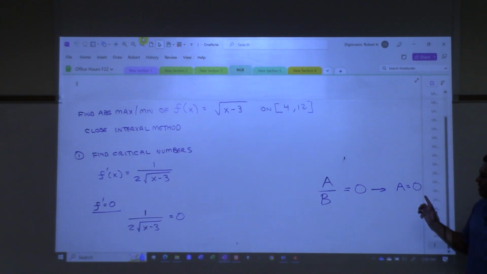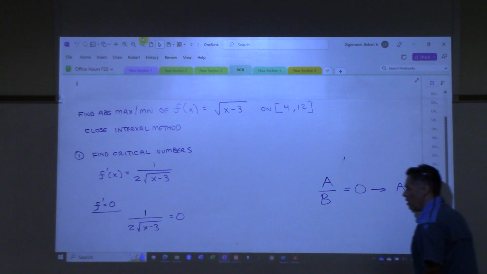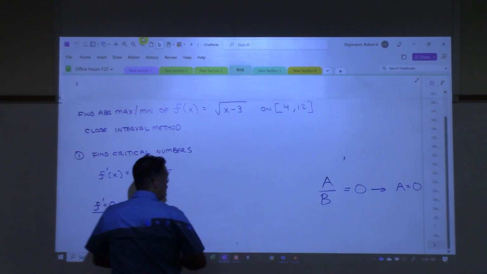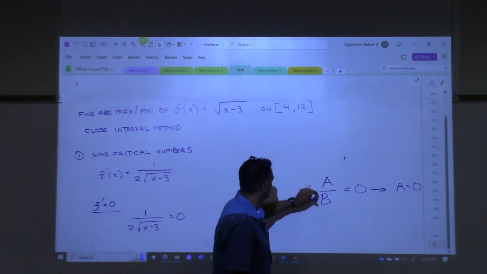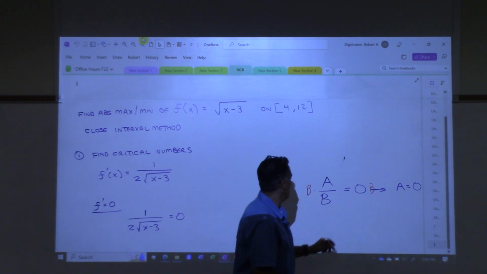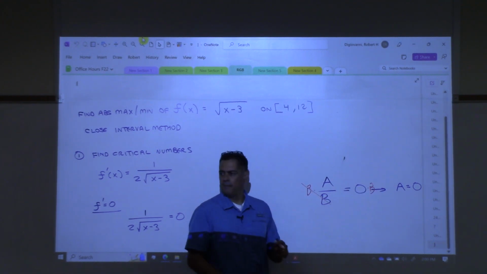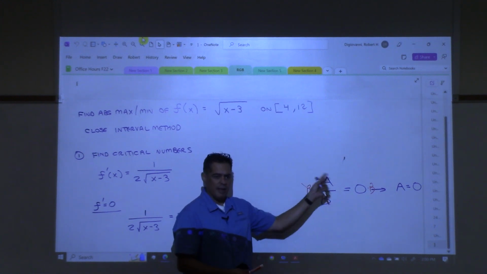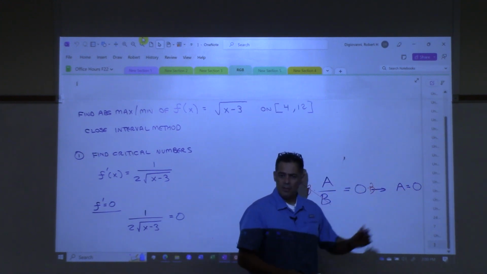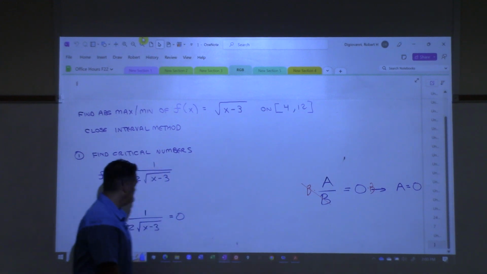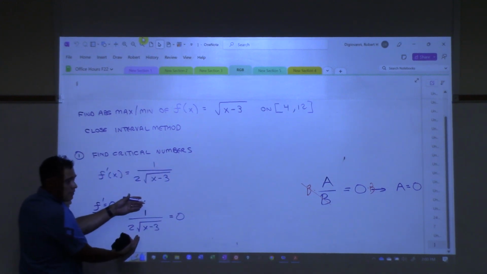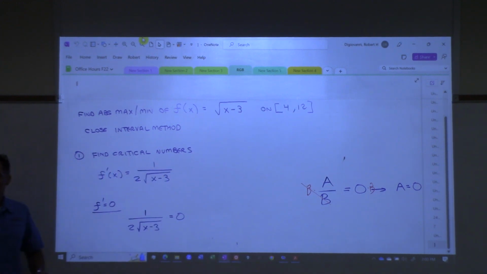The reason why is because if you have this expression, couldn't I always multiply both sides by b? What would happen here? They go away, and what's 0 times b? Still 0. And so this just turns into a equals 0. So anytime you have a fraction equal to 0, all you have to ever ask yourself is where's the top equal to 0?